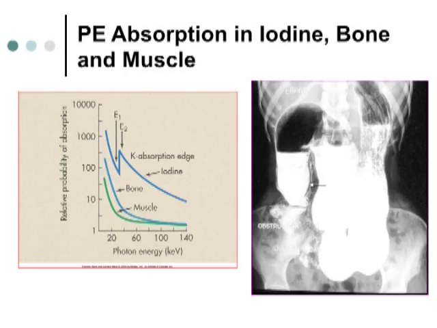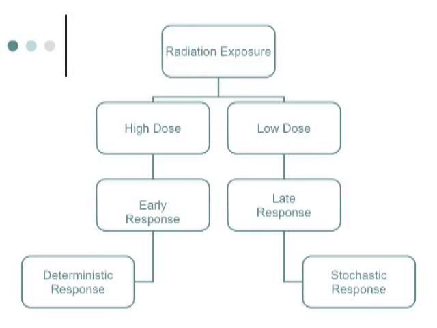Okay, well, how does the patient respond to these interactions that are happening within their body? Well, it depends upon how much radiation we give them. The way that a patient responds depends upon if you give them a high dose of radiation or a low dose of radiation. So you can have an early response.